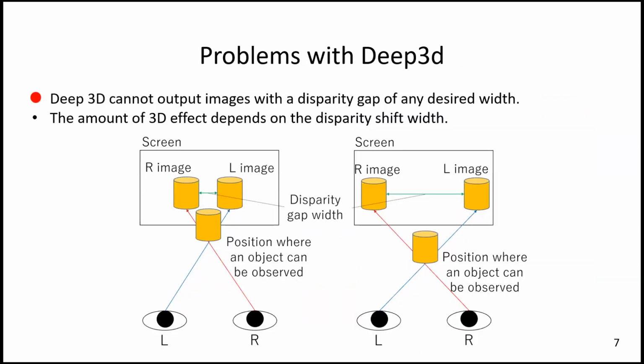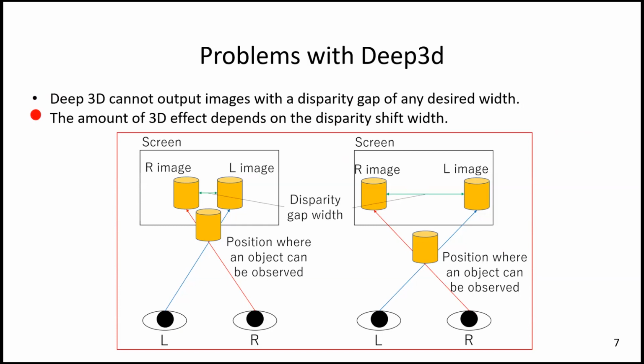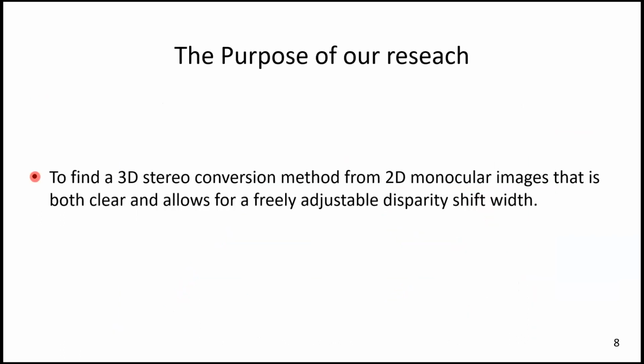In addition, this model learns to estimate the disparity using stereo images. However, since no depth image is explicitly created, it is not possible to output images with a disparity gap of any desired width. As shown in this figure, the amount of 3D effect depends on the disparity shift width. Therefore, it is desirable to be able to adjust it.